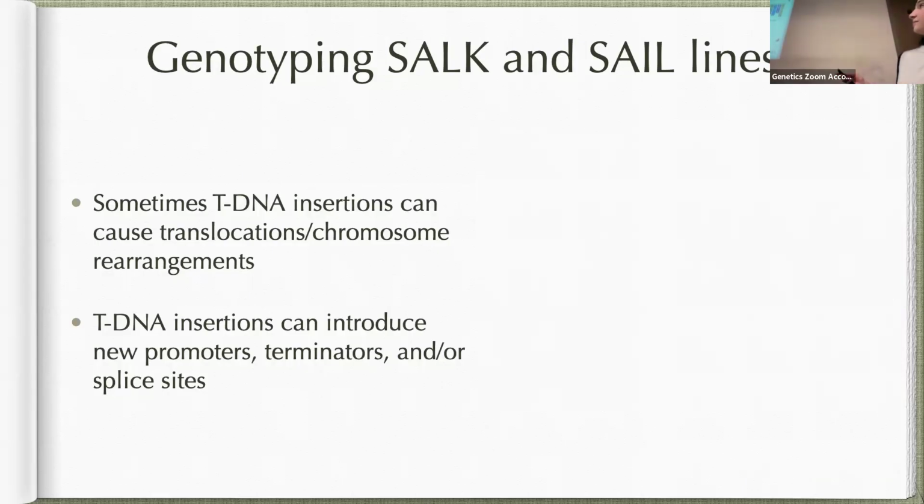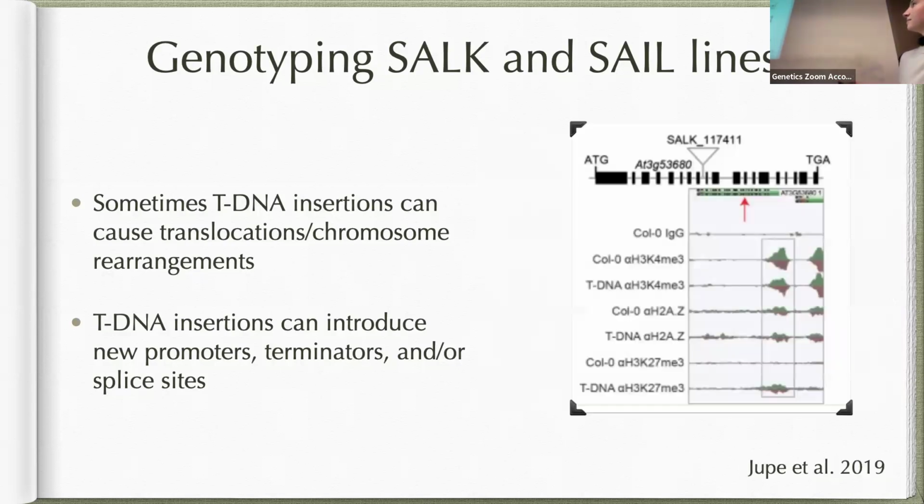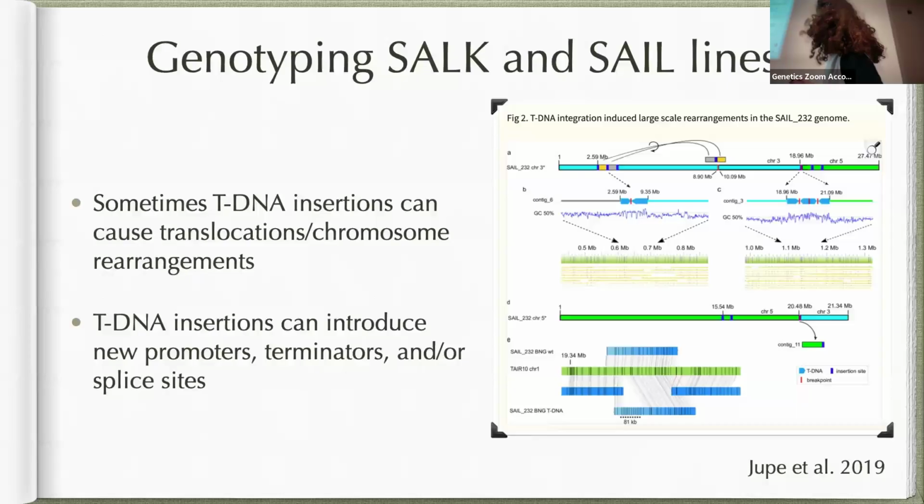So I guess there's more pictures of this kind of thing. Oh, this picture is bad. That's very blurry. So you can see T-DNA integration induced large-scale rearrangements in this SAIL 232, which is a SAIL line genome, and did lots of weird stuff. So one of the reasons we like to genotype them is to know whether any of this has happened and what effect it has had, because if a line is doing something weird, we want to make sure that it's actually because of the gene of interest and not because of weird T-DNA things.